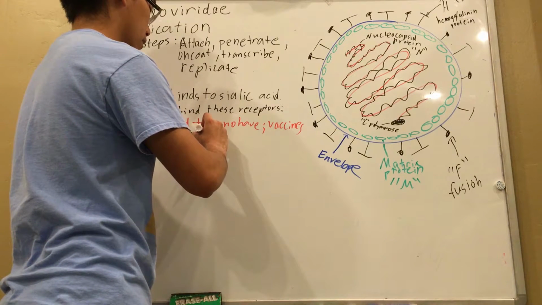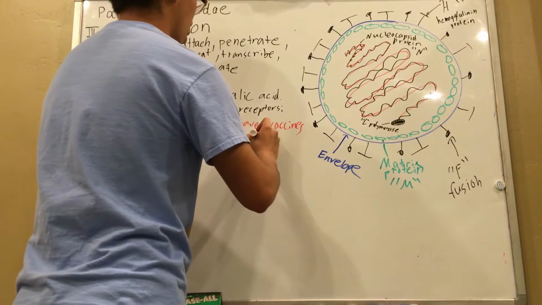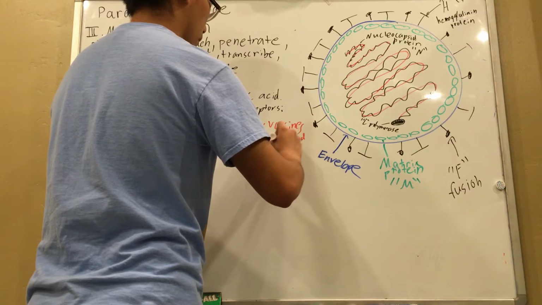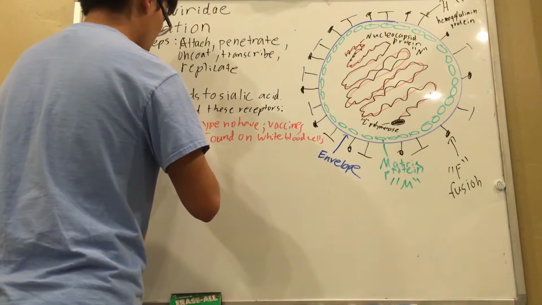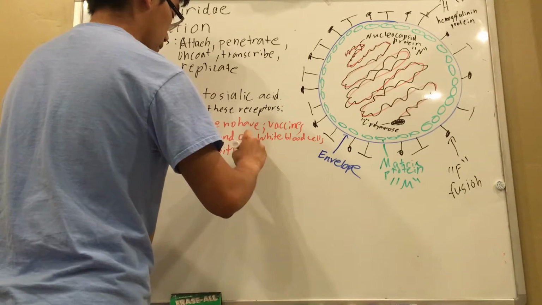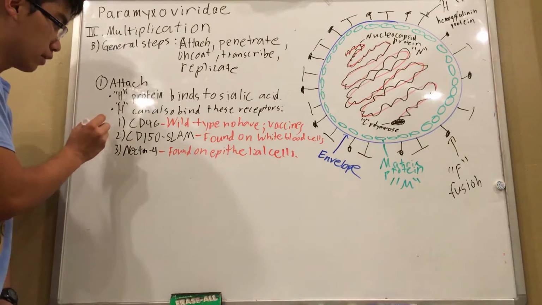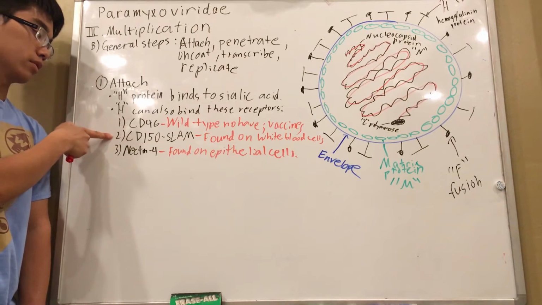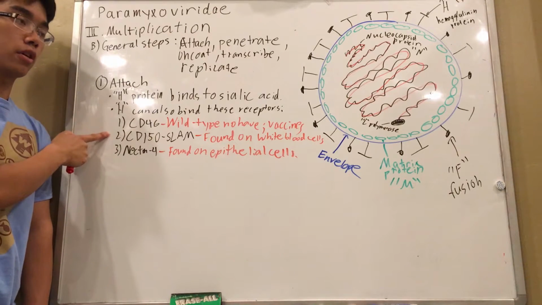So CD150 SLAM is found on white blood cells. And this is found on epithelial cells. Okay. So why these? So why is this one important? This is part of the reason why measles is so virulent.